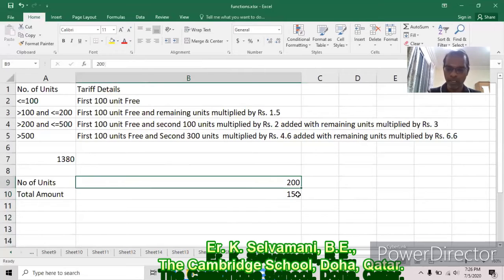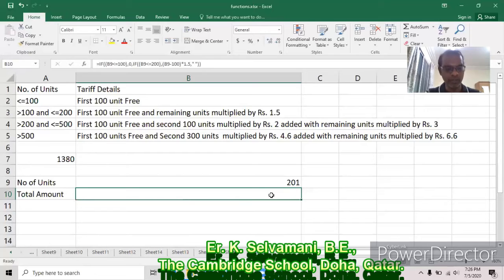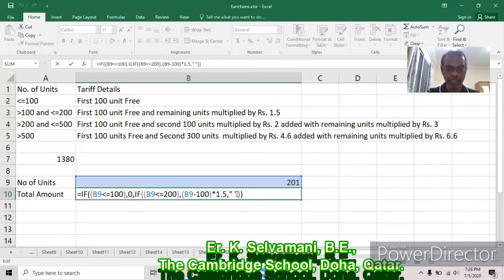Now we will see what will happen if it lies in the third slot, that is greater than 200 and less than or equal to 500. That is 201 units. Now we have chosen only blank. We can try it out. Remove the blank as usual. Here, less than or equal to 500. Assume if the condition is false, the number of units is more than 100. Again, if the condition is also false, the number of units is more than 200. It will come here.